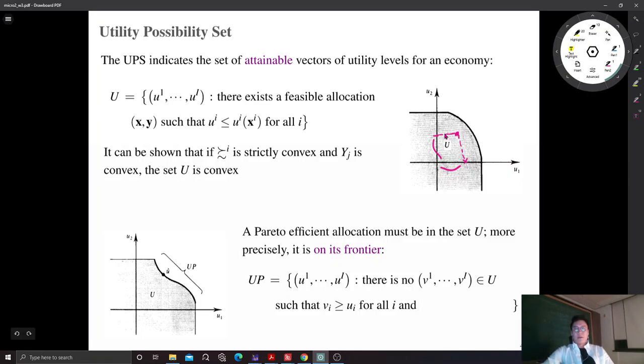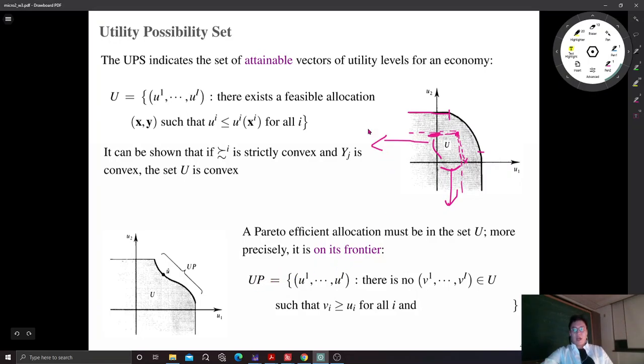At a fixed utility level for consumer two, we can make consumer one worse off, or at a fixed utility level for consumer one, we can make consumer two worse off. So the UPS can take this kind of shape. It goes to negative infinity for consumer one and negative infinity for consumer two, and it has a boundary like this. And a portion of this boundary is called the frontier, the utility possibility frontier. But it does not include this one.